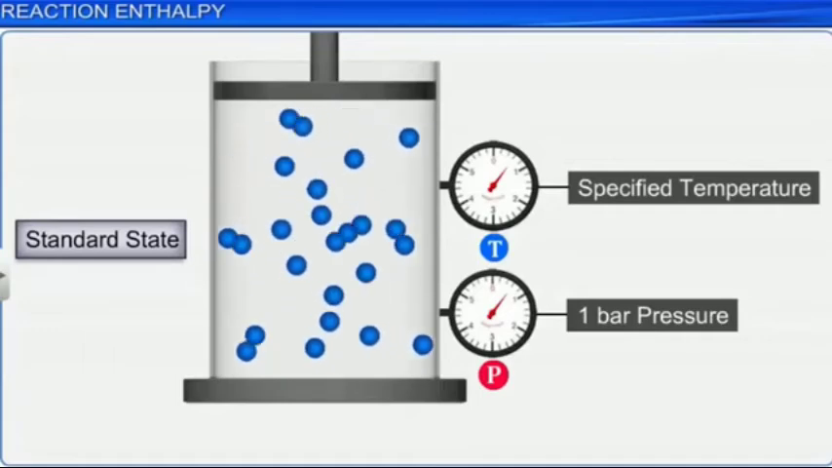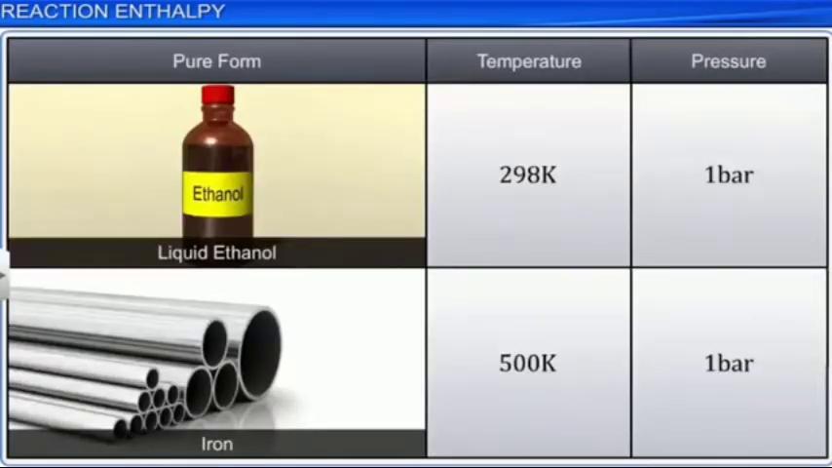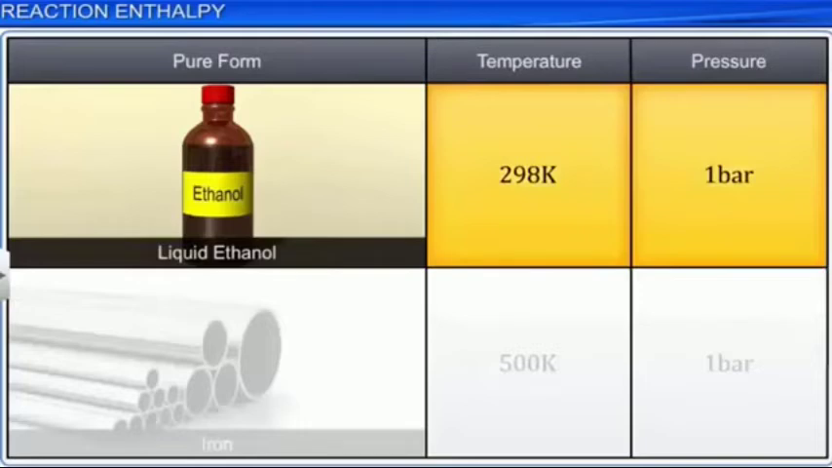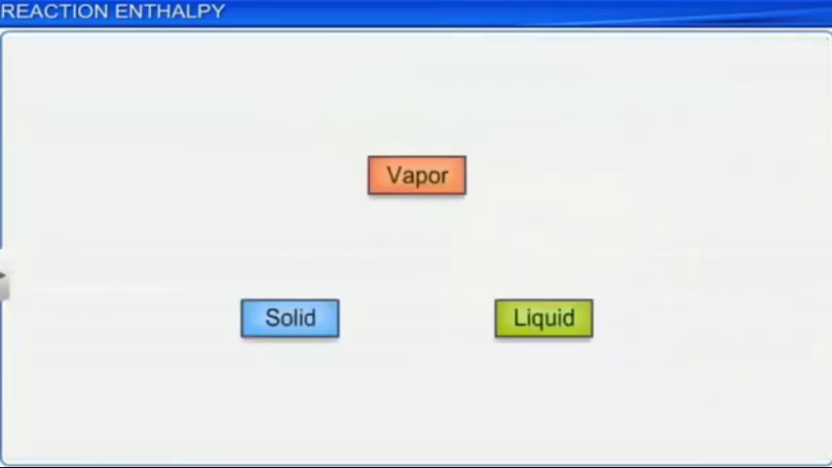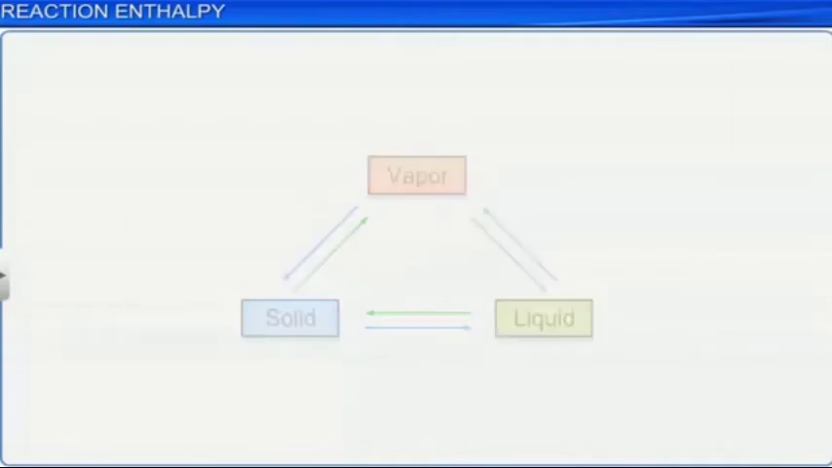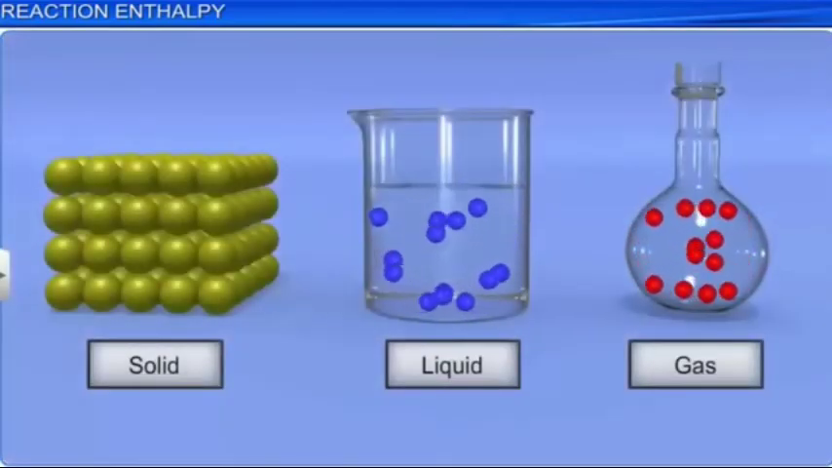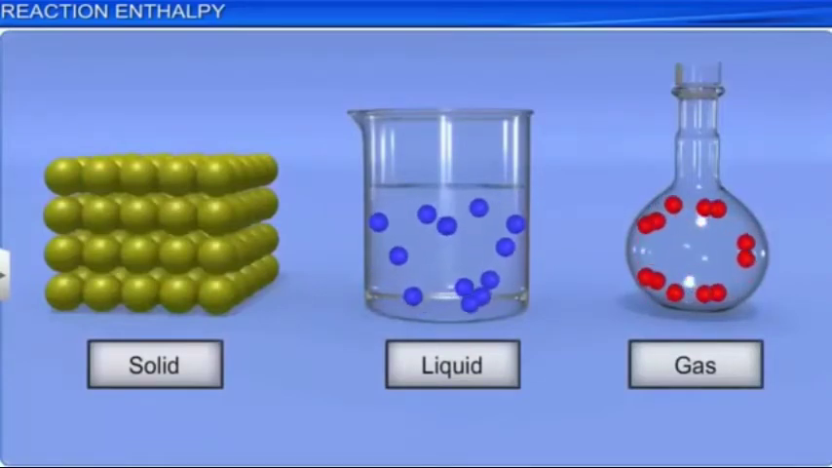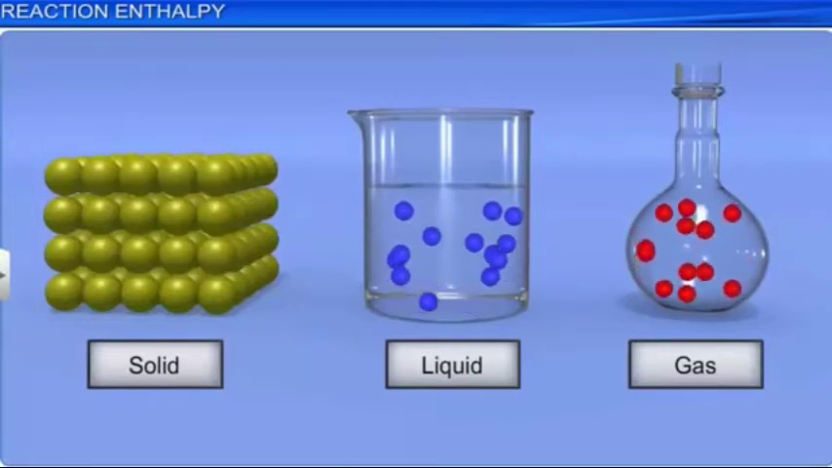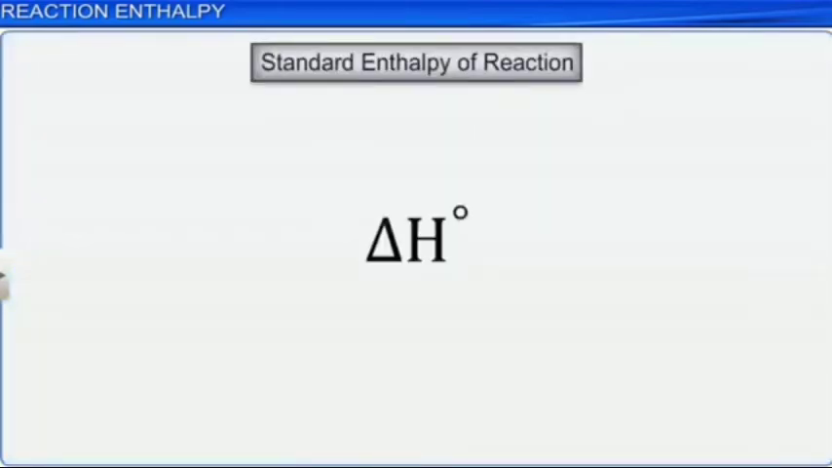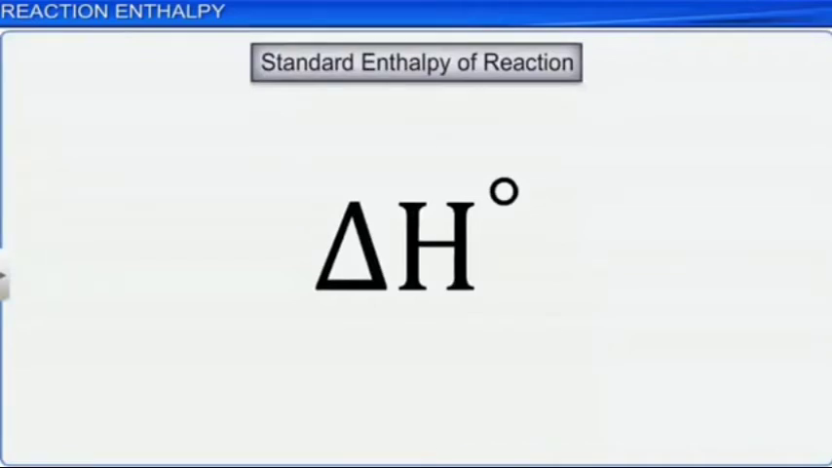For example, the standard state of liquid ethanol is pure liquid ethanol at 298 Kelvin and 1 bar pressure, and the standard state of solid iron is pure iron at 500 Kelvin and 1 bar pressure. Let us now look at the enthalpy changes during phase transformations. We know that the intermolecular forces in the 3 states of matter are different. Therefore, the amount of energy required to convert matter from one state to another also differs. Standard enthalpy is represented as delta H naught, where the superscript naught indicates the standard state.